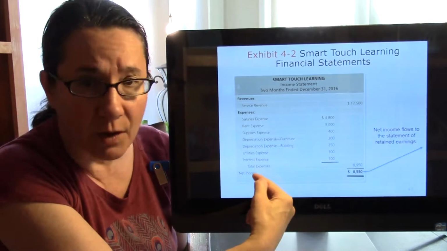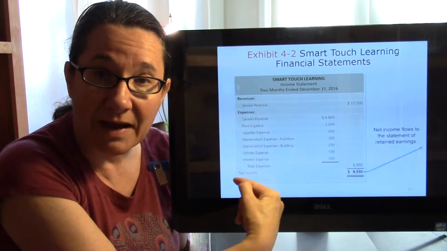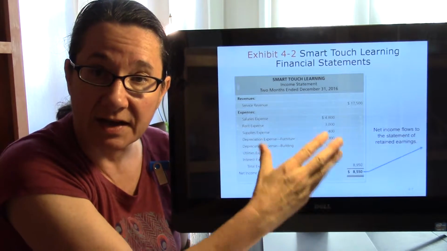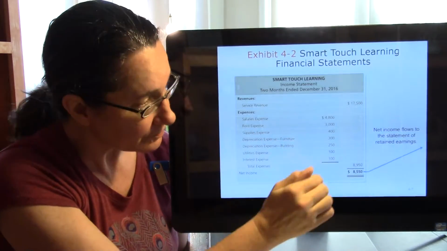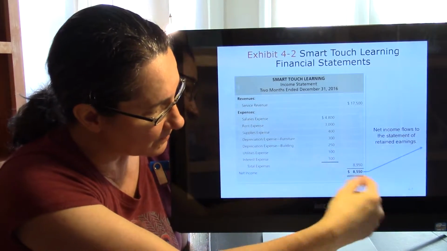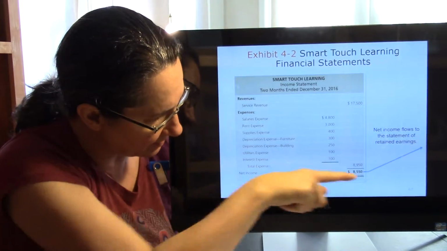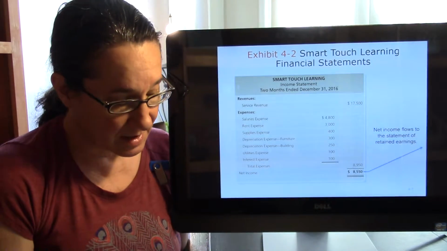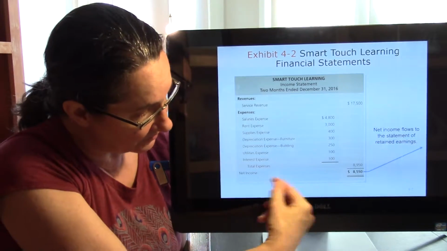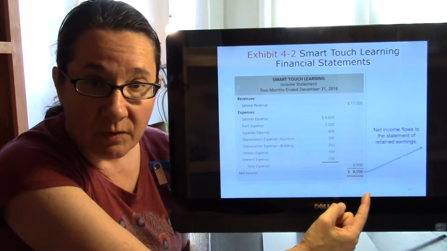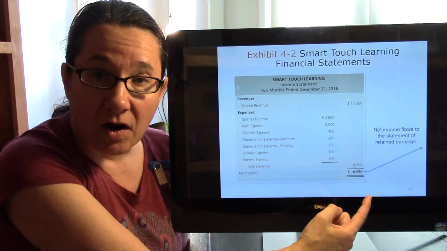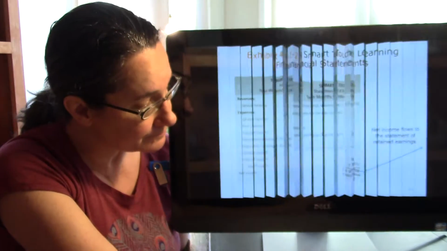Then we calculate net income, right? This is not an account that's on the trial balance. It's not an account anywhere. It's calculated for this report. So revenues minus expenses equals net income. And so it's important to have that at the bottom, net income, because that's what people are looking for. And we're done.